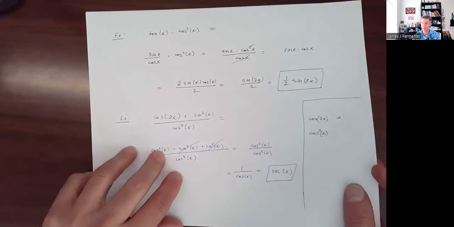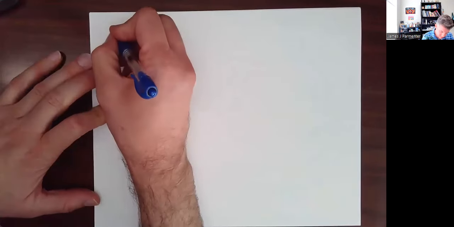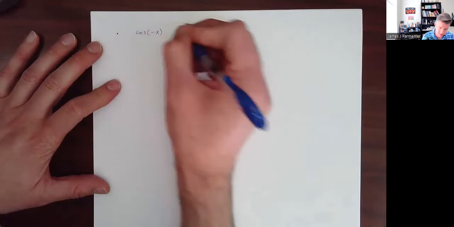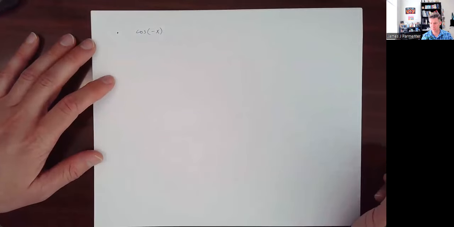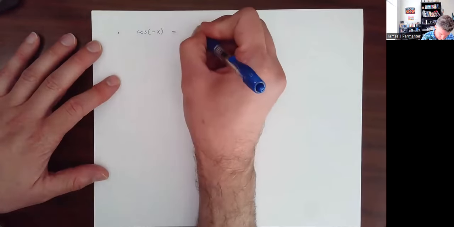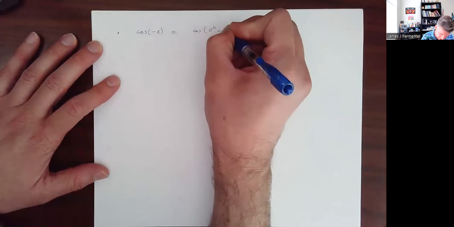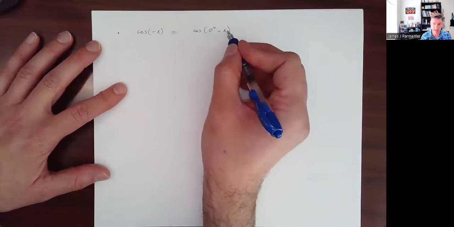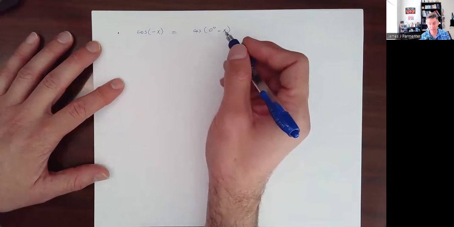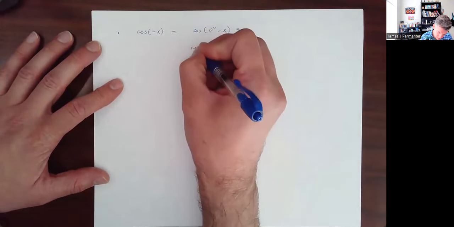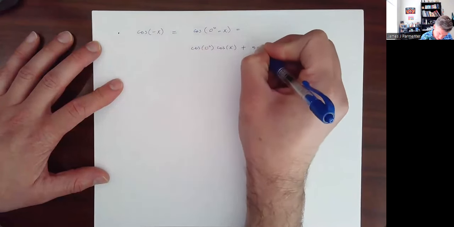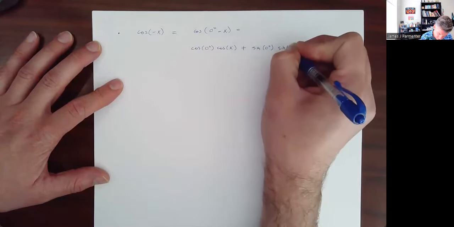Okay, couple more interesting identities. Let's do that one first. So there's an identity for cosine of negative x, which you might think doesn't seem like you can do anything with it, but we can rewrite this as cosine of 0 degrees minus x. And then I can use my angle difference identity. Cosine of alpha minus beta is cosine alpha times cosine beta plus sine alpha times sine beta, and write this as cosine of 0 degrees times cosine of x plus sine of 0 degrees times sine of x.